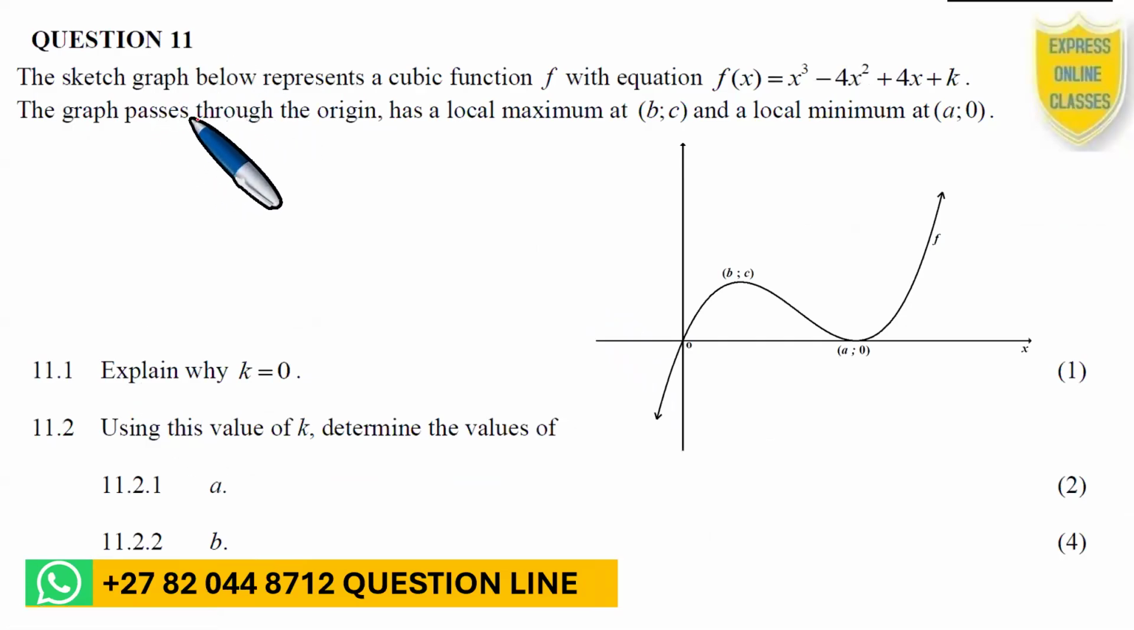Question 11. The sketch graph below represents a cubic function f with equation f of x equals x cubed minus 4x squared plus 4x plus k. The graph passes through the origin, has a local maximum at b and c, and a local minimum at a and 0. Explain why k equals 0.